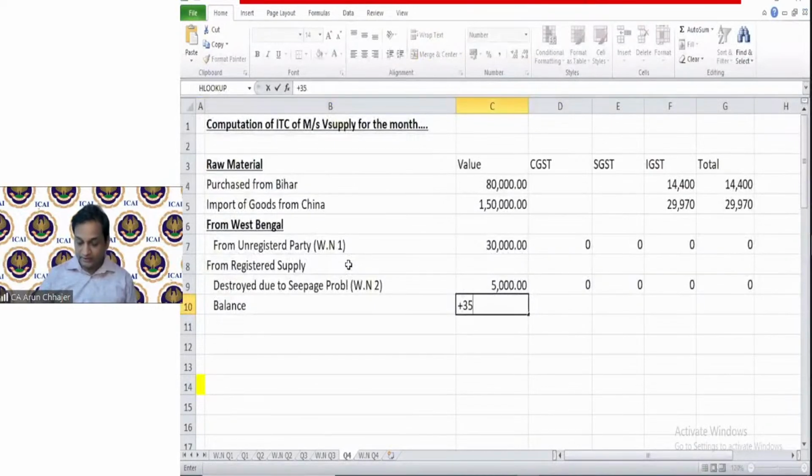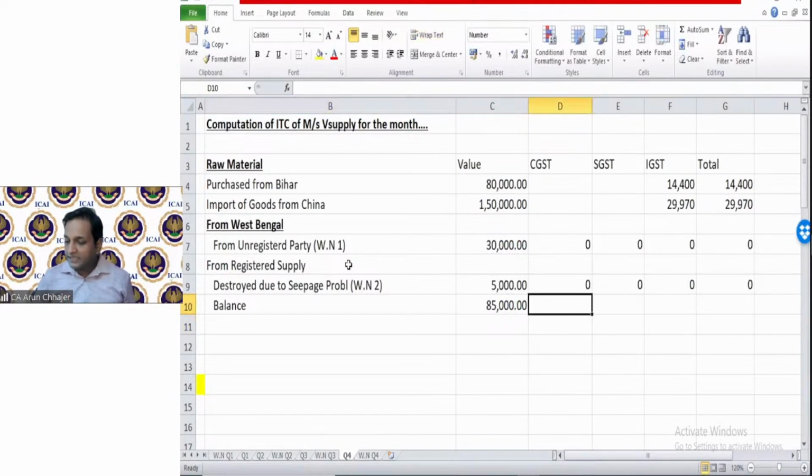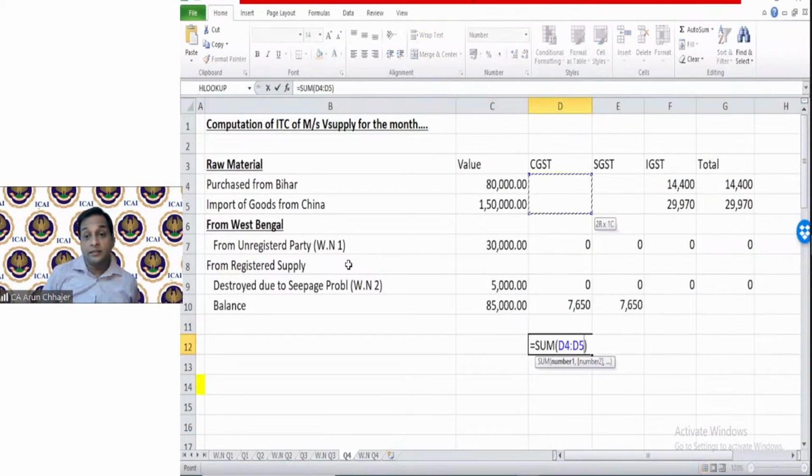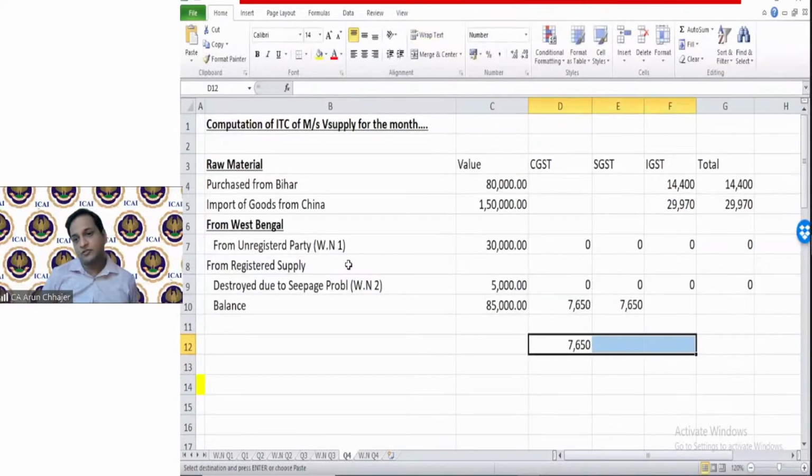3.50 lakhs. 3,50,000 minus. So I can say the balance amount is 85,000, which I have purchased within West Bengal from registered party and on which I would be entitled to take ITC. So the total ITC of raw material would be like this: 7650, 7650 and 44370.